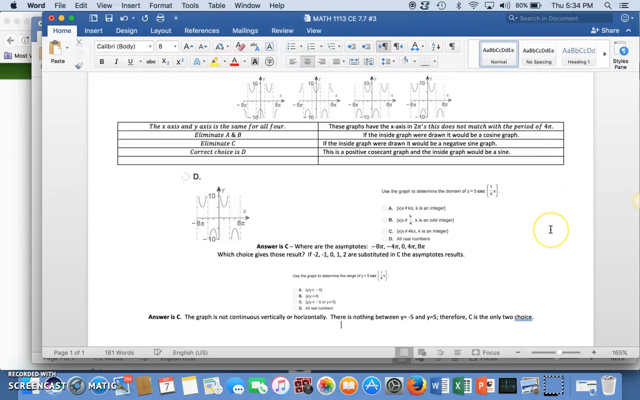All right, questions? Hopefully this has kind of helped you, but think of sine to graph cosecant. Think of cosine for secant.